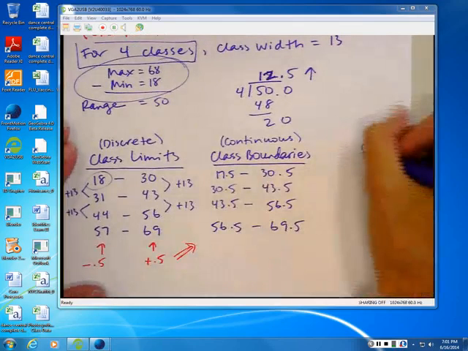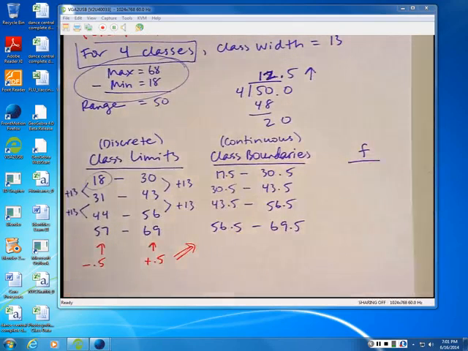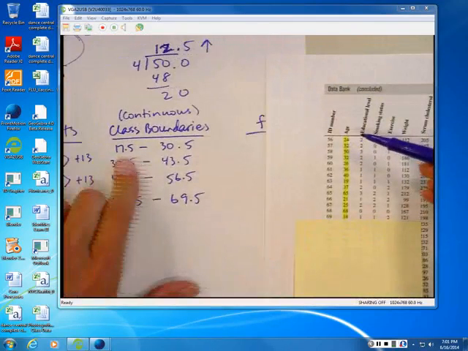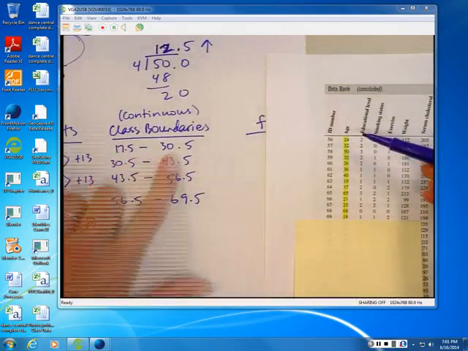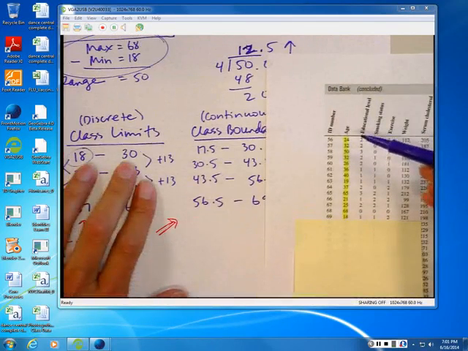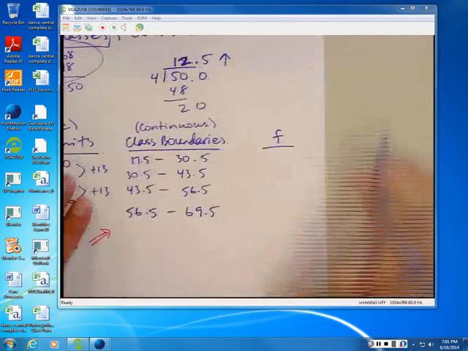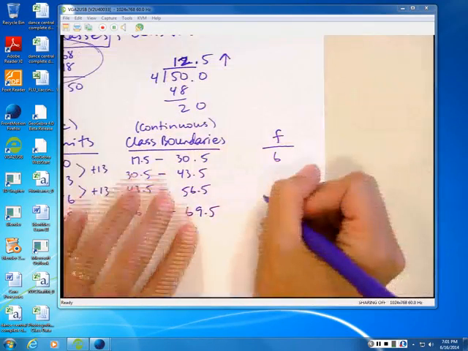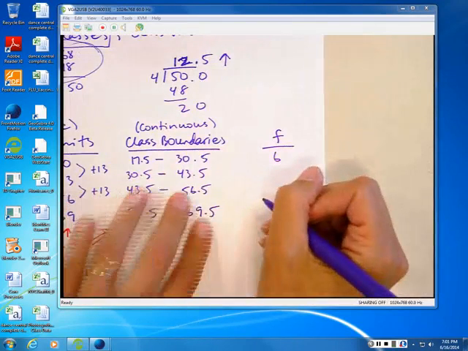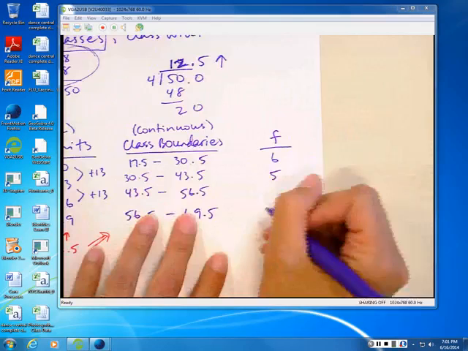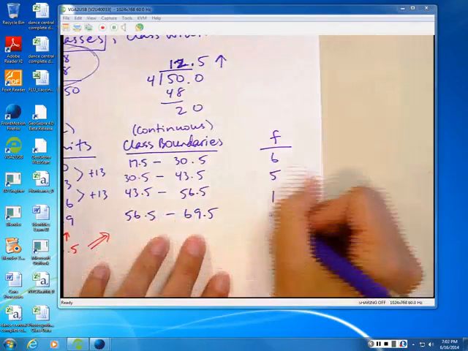Okay, last but not least in my list here is the frequency. I went ahead and took the time before I recorded this video to run through and count up how many values I had between 17.5 and 30.5, or similarly between 18 and 30. So I went ahead and counted each of those up, and I'm going to give those to you now. Between 18 and 30, there were 6 data values. Between 31 and 43, which would be 30.5 and 43.5, I had 5. In the next class, I had 1, and in the last class, I had 2.